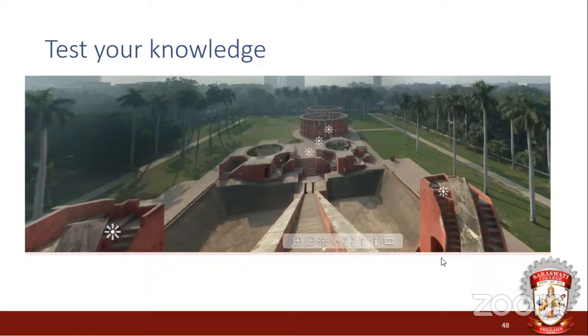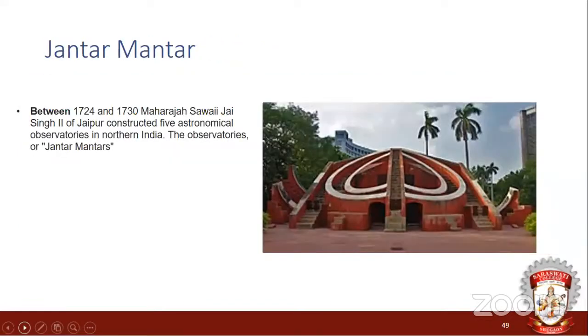Okay. So if we constructed these structures which depict planetary motion, let us talk about the solar system, not get into the universe. But still, in the 15th century, let me show you the details. It was constructed between 1724 and 1730 by Maharaja Sawai Jai Singh II of Jaipur. This astronomical observatory is at 5 places across the country.